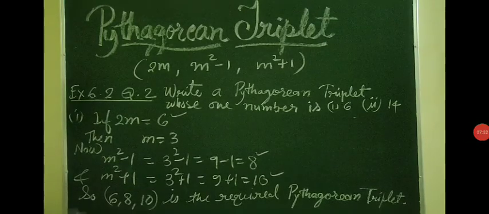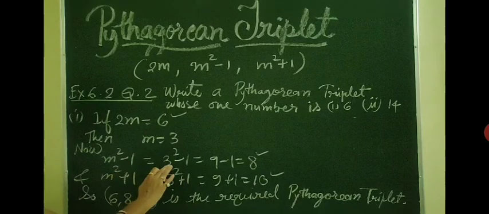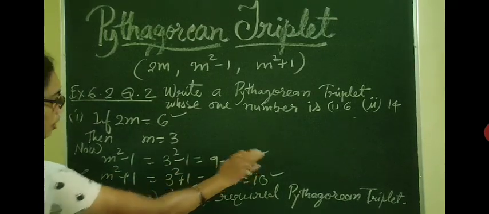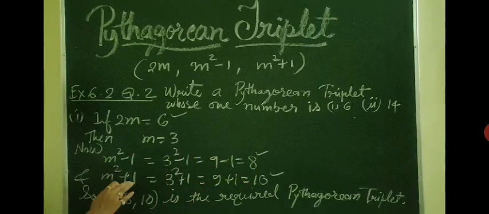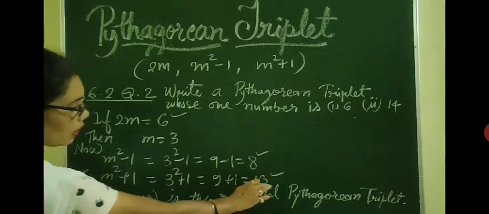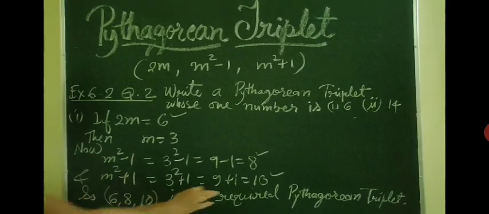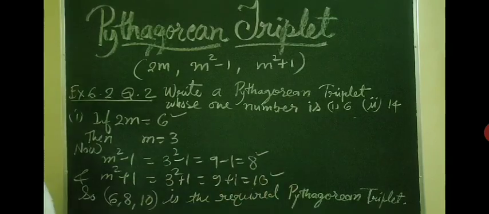Understood? Again, 2m equal to 6, m equal to 3, m squared minus 1 equals 3 squared minus 1, that is 9 minus 1 equals 8, and the third number m squared plus 1 equals 3 squared plus 1, 9 plus 1, that is 10. So 6, 8, 10 is the required Pythagorean triplet.